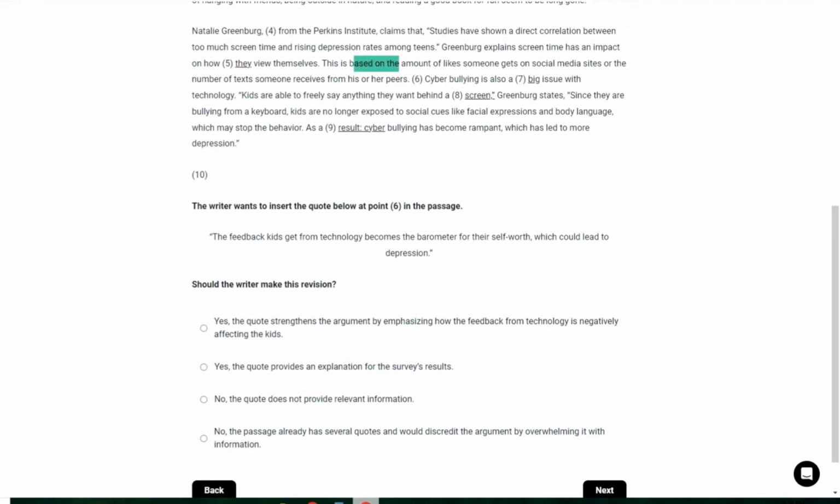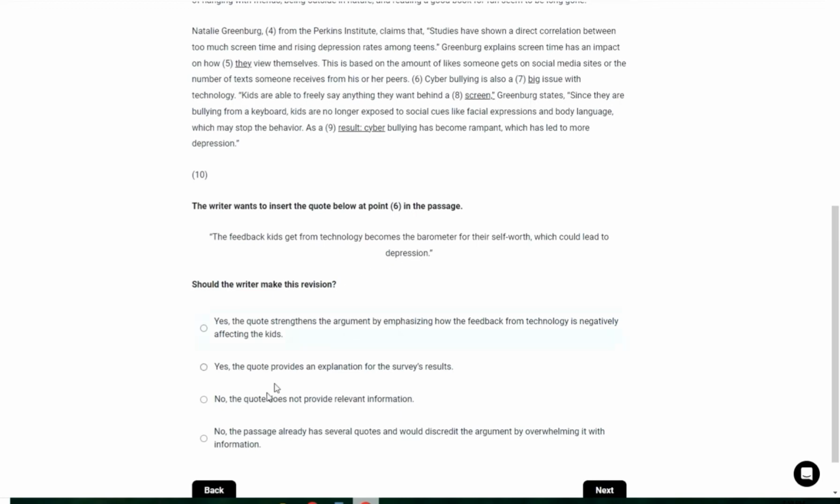So the prior question that we read is talking about how peers, especially in how many texts they received and how many likes they get, is impacting these teens. And so this is saying the feedback that the kids get from technology becomes the barometer. If you know what a barometer is, it basically measures pressure. So it's kind of just a measuring tool. And hopefully you were able to use your context clues for that. So it becomes a measure for their self-worth, which could lead to depression. And that kind of makes sense. If kids don't get lots of texts and they don't get lots of likes on social media, it's almost a sensor for how much they are worth, and that could definitely lead to depression.